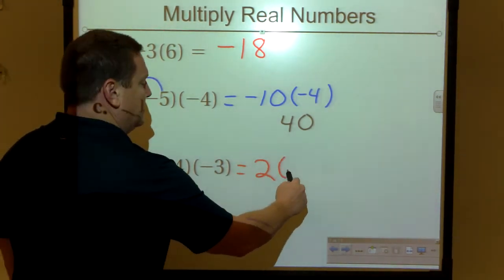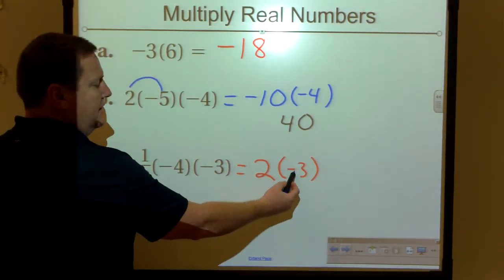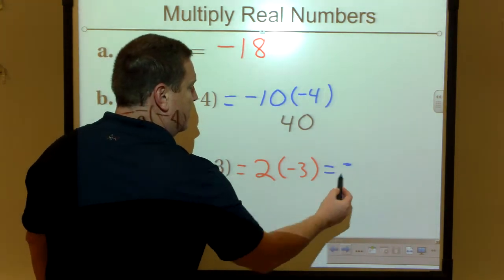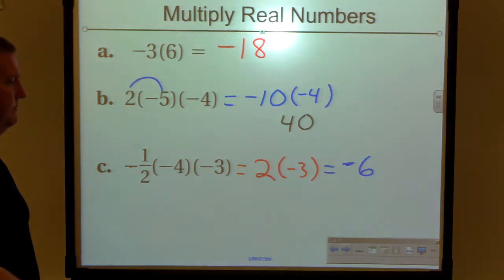And I still have a times negative 3. At 2 times negative 3, the signs are different. The answer's got to be a negative. And 2 times 3 is not going to change. That's still a 6, so it's negative 6.